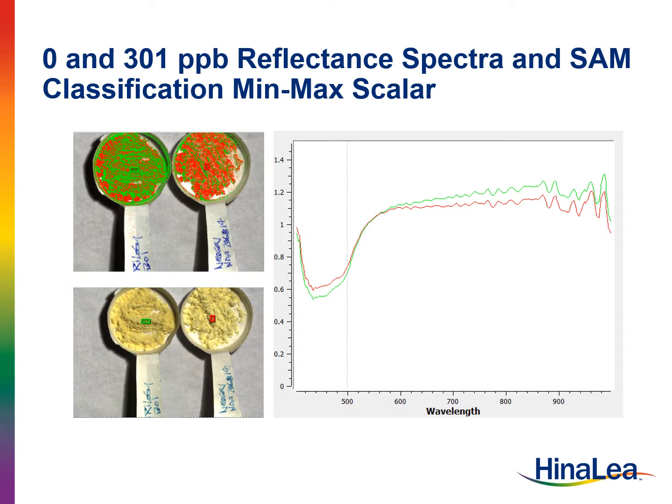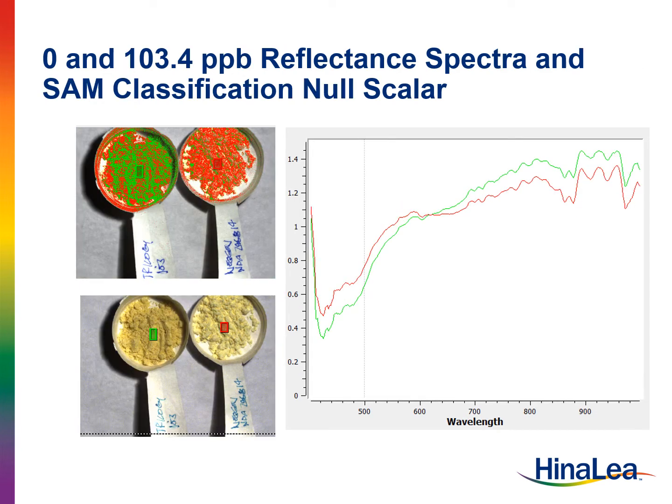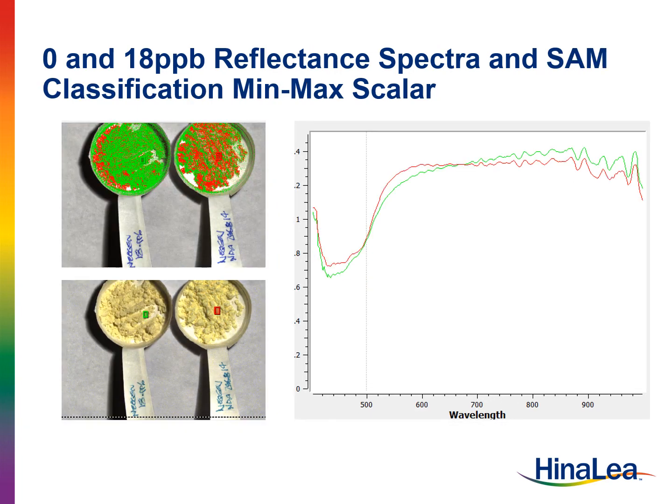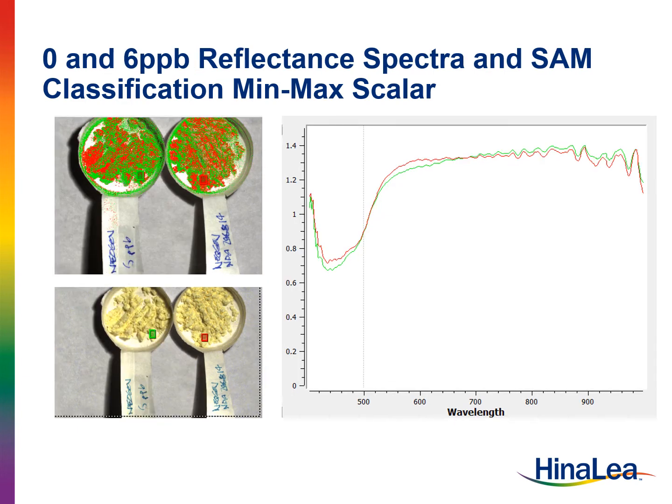Here we see samples at 0 on the right in red and 301 parts per billion on the left in green. Similarly, we have 0 parts per billion on the right and 103.4 parts per billion on the left. Note the difference in the spectra is fairly distinct. At 0 and 18 parts per billion, a difference between the spectra can still be easily detected. However, at lower concentrations, it becomes very difficult to tell them apart.